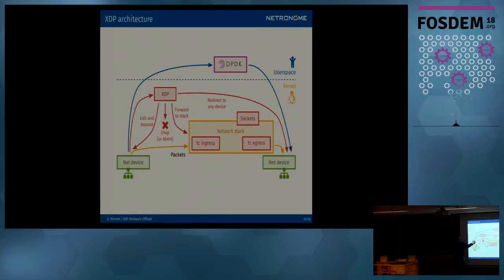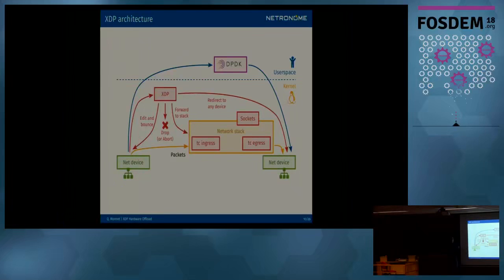I can have several return values from the BPF programs that will be interpreted, for example, to drop the packet, to send it back to the same interface after editing. For example, if I want to just add an encapsulation header to my packet and send it back to the same port, I can do that. I can also redirect it to any other net device or forward it to the stack if I want to have some more complex processing.